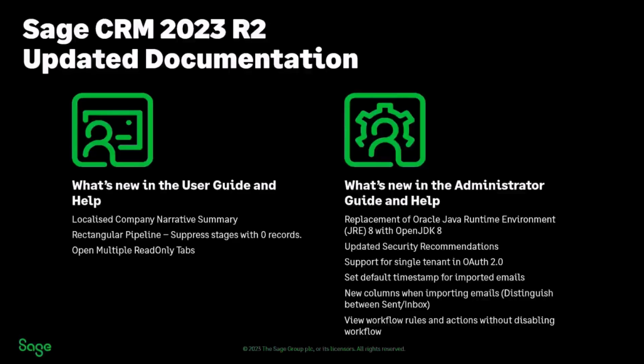In the developer guide this time, we focus on the localization of the narrative, the changes that the user can make to suppress stages with 0 records, and how to use the multiple read-only tabs. Within the administrator guide, it's all about the changes to the Java runtime environment, some of the security recommendations that we have made, and also how we can make use of the new enhancements to the way in which it integrates with Exchange for the importation of emails and so on.